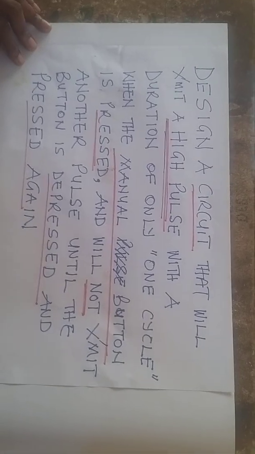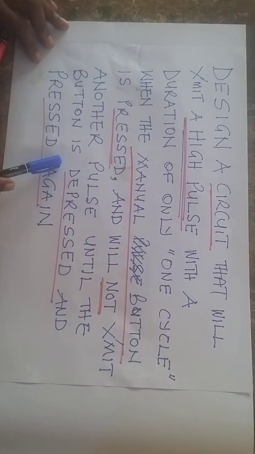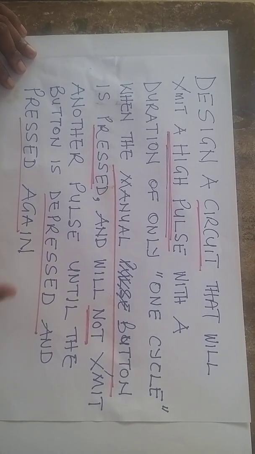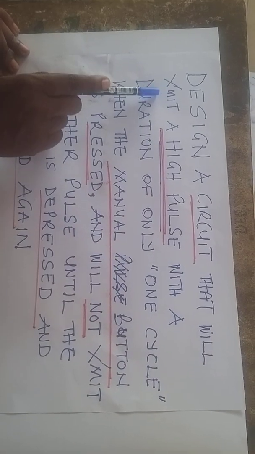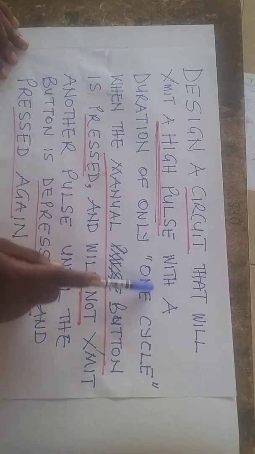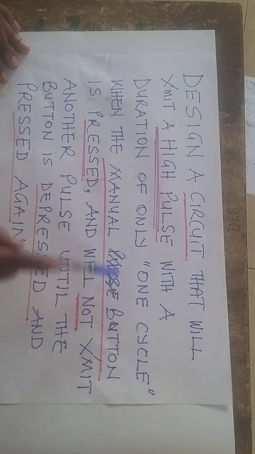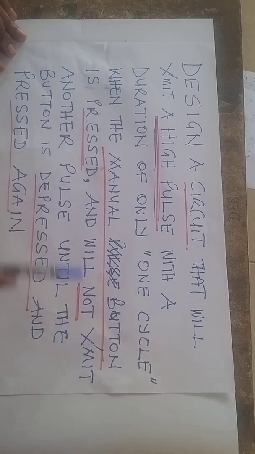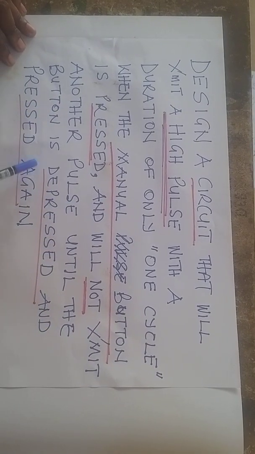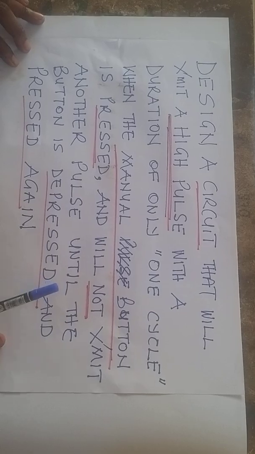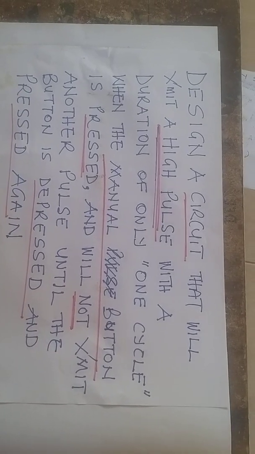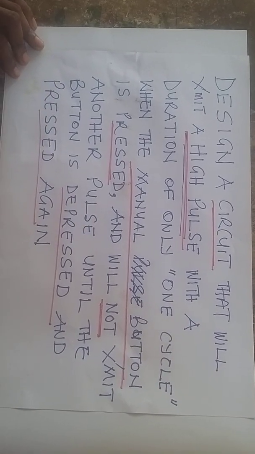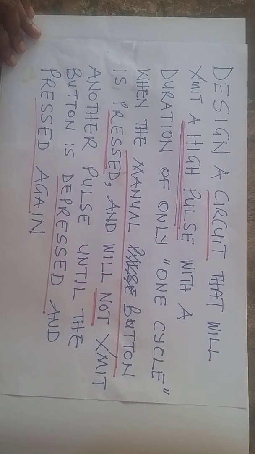Class. So we have a design description, and we've been asked to design a circuit that will transmit a high pulse with a duration of only 1 cycle when the manual button is pressed, and will not transmit another pulse until the button is depressed and pressed again. Okay, so this is a description of the problem we've been asked to solve.